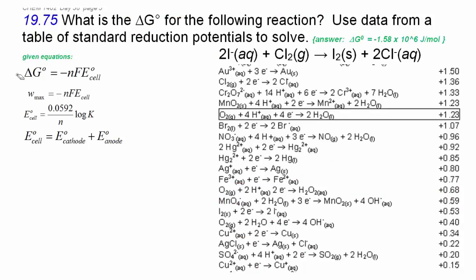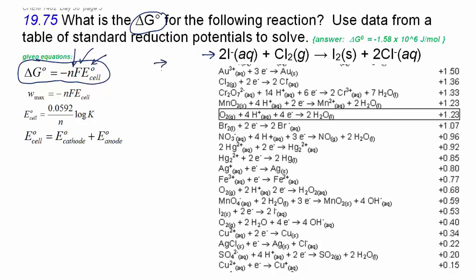What is the standard change in Gibbs free energy for the following reaction? Use data from a table of standard reduction potentials to solve. So here's our reaction. Find the standard change in Gibbs free energy. We only have one equation we can possibly use, so not much choice there. But let's take a look at it. We know what F is, that's just Faraday's constant. We need to find n, the number of moles of electrons that transfer, and E0 cell.